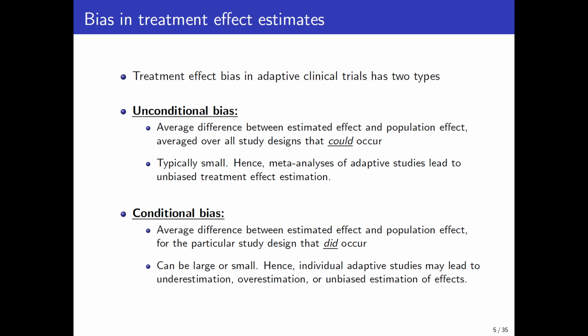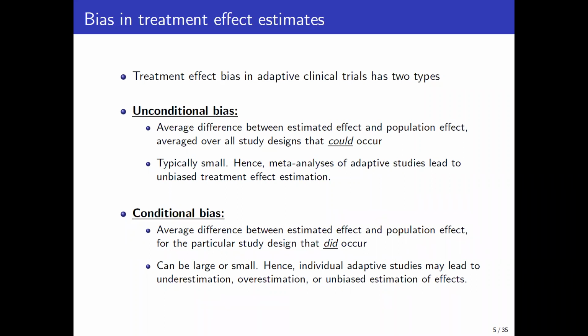small, the unconditional bias. And the upshot of that is that meta-analyses of adaptive studies will tend to be less biased. They'll tend to be unbiased because essentially we're getting a sample of all of the possible designs that we could get and then averaging over them. So meta-analyses tend to be unbiased.